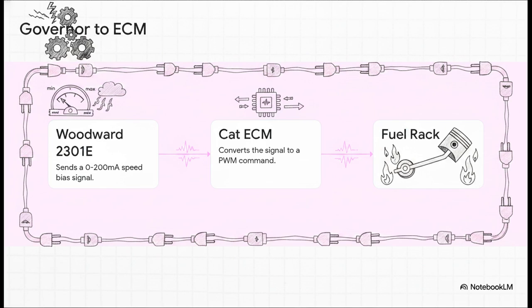The signal path is pretty brilliant. The Woodward sends out a simple 0 to 200 milliamp analog speed bias signal. It's basically whispering, hey, give me a little more or give me a little less. The CAT ECM takes that current, translates it into its own digital language, a pulse width modulation, or PWM, signal, and then uses that to physically adjust the fuel rack. It's a seamless translation from analog current right to digital mechanical control.